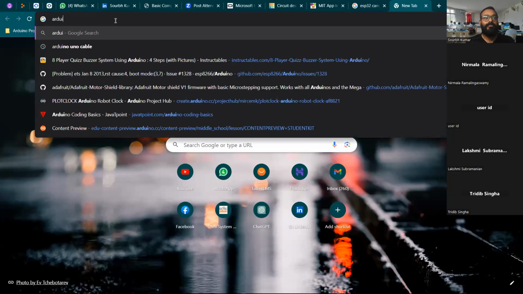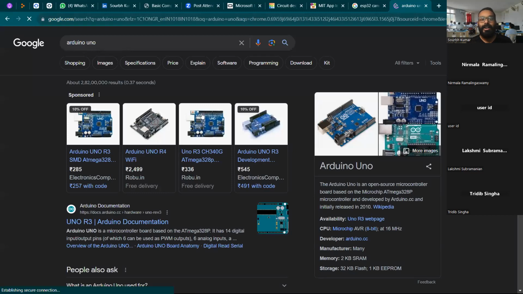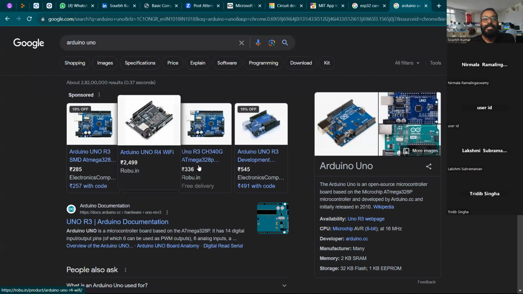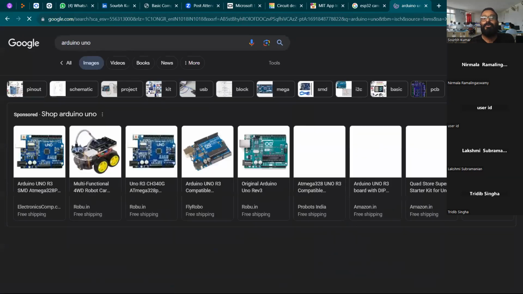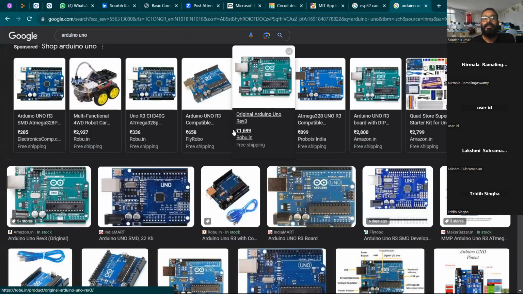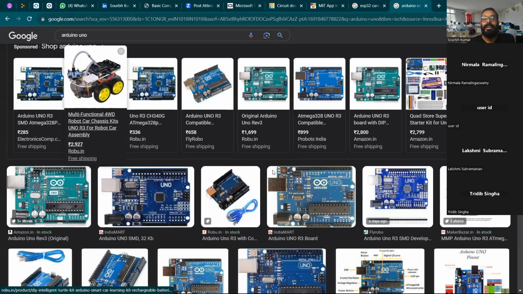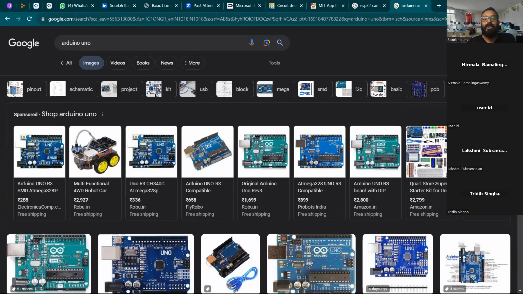Let's see Arduino Uno. Let me search through the Arduino Uno. You will find Arduino Uno in 2499, 336, 285, 545. So be careful what you are buying from the market, because maybe it is 1699, 336, or 29, something like that. So make sure what you are buying and the good quality.